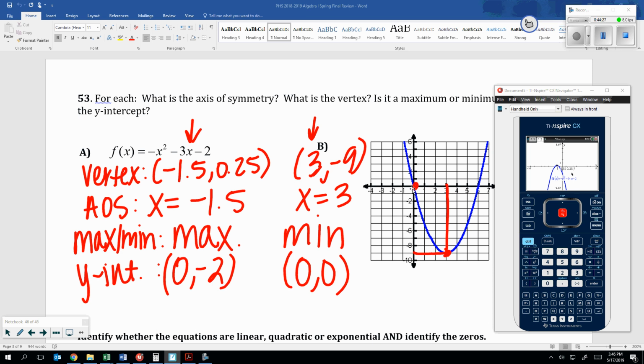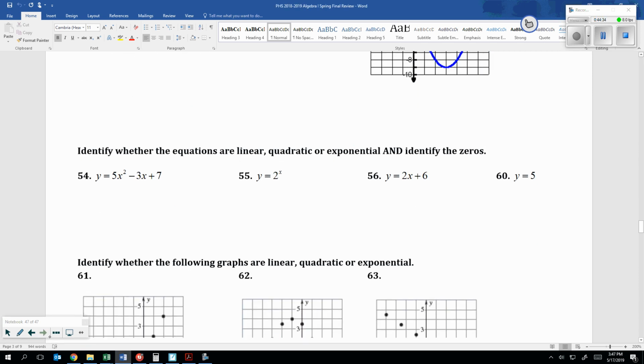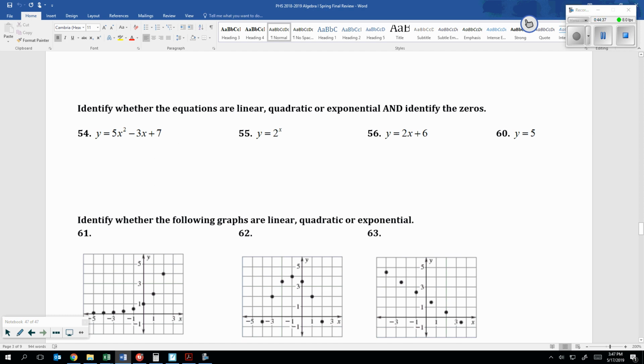Okay, for 54, well, 54 through 60, we are going to look at whether it is linear, quadratic, or exponential. So linear is just going to have an x in it, just an x. It can also be a straight horizontal or vertical line. So all those are x equals a number or y equals a number. For quadratic, it's going to include x squared, and for exponential, it's going to be to the power of x.